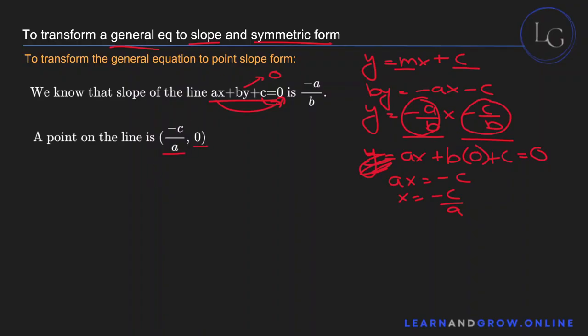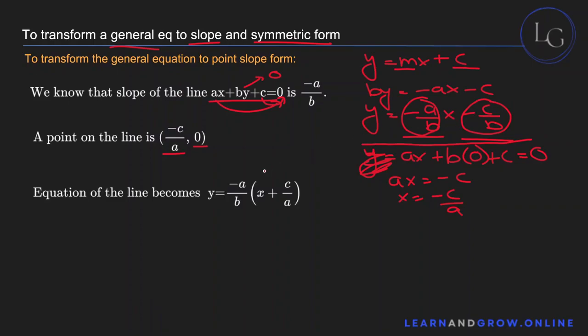Now this is needed for the symmetric form, but for the point slope form, you just need to fiddle with this y is equal to mx plus c equation. Or in this case, y is equal to minus a over b x minus c over b. Now what you need to do is take this slope, minus a over b, common. And that will eventually lead you to this equation.